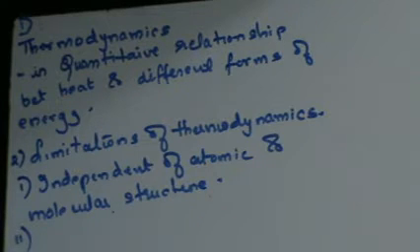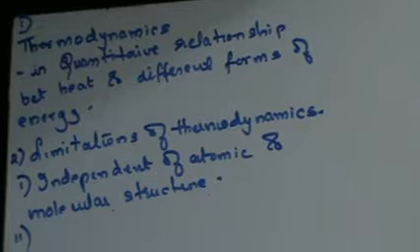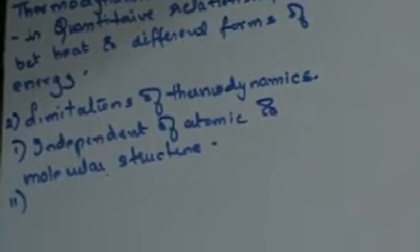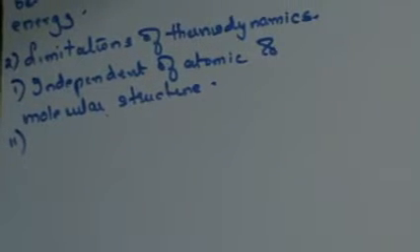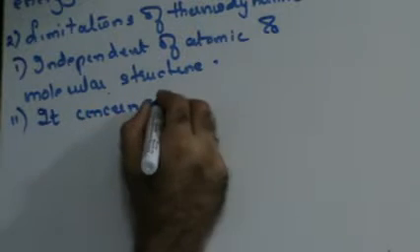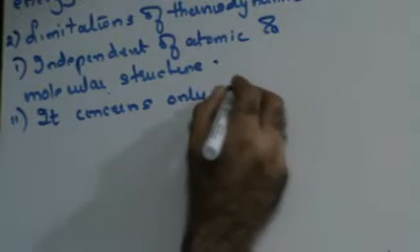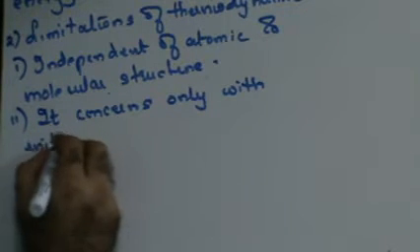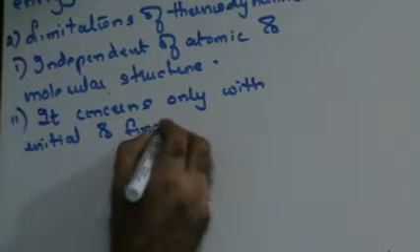Second, it is concerned only with the initial and the final states of the system. In thermodynamics, we study the initial state and the final state of the system. We do not study the process by which heat gets transferred from one form to another. We know the initial form, we know the final form. The method and process of transfer is not studied. So the second limitation is that it concerns only the initial and final states of the system.